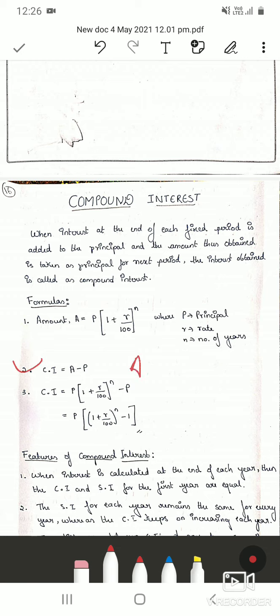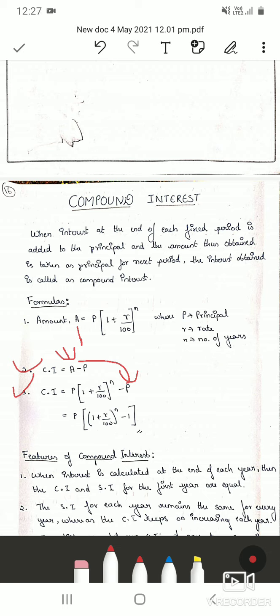So we know amount is equal to P plus I, that is principal plus interest. Now we want to calculate the compound interest. Therefore it will be amount minus principal. So compound interest is amount minus principal. We know the formula for amount, so we'll substitute in place of A. It will be P into 1 plus R by 100 whole raised to N, and this minus P.